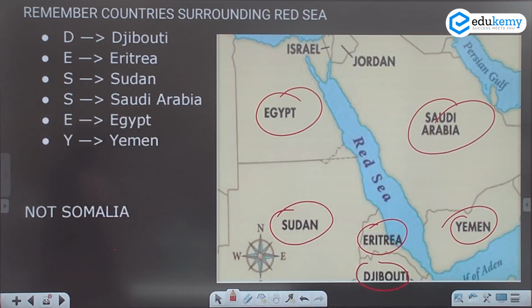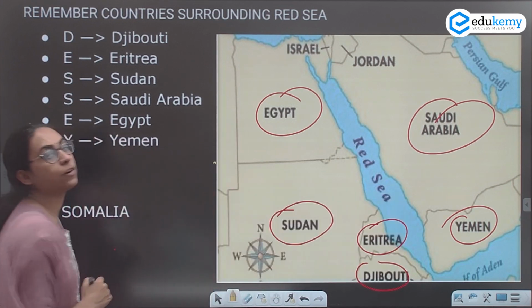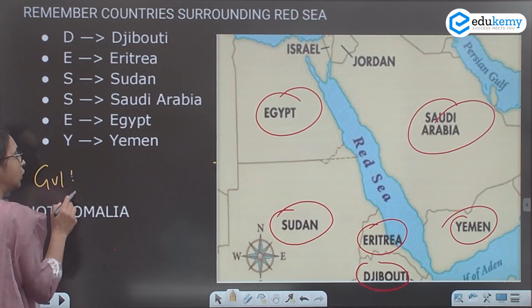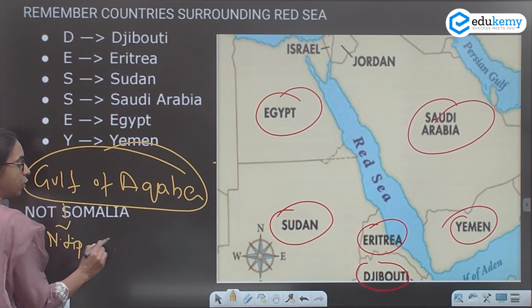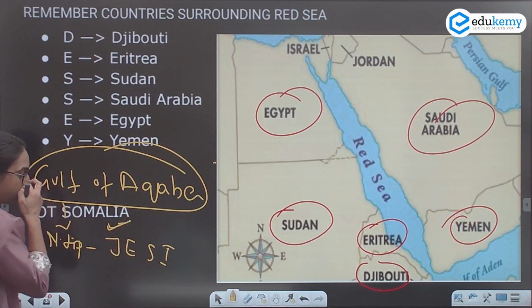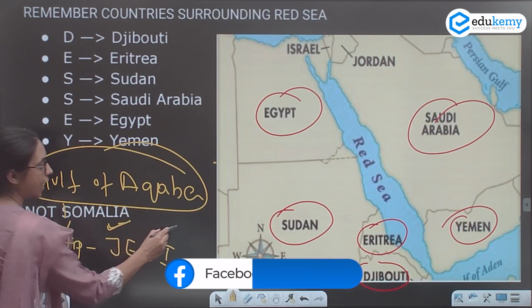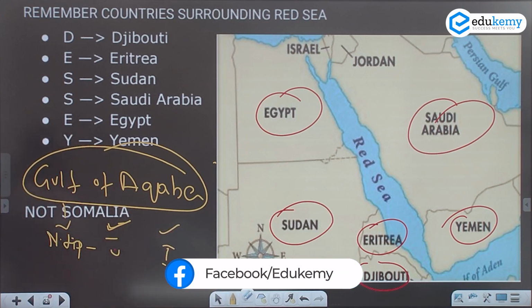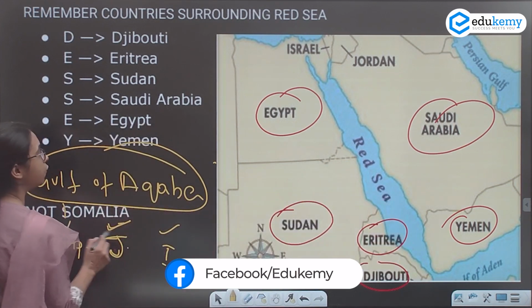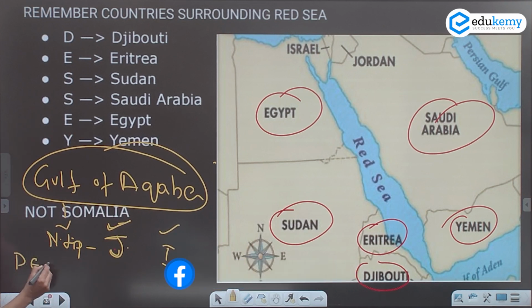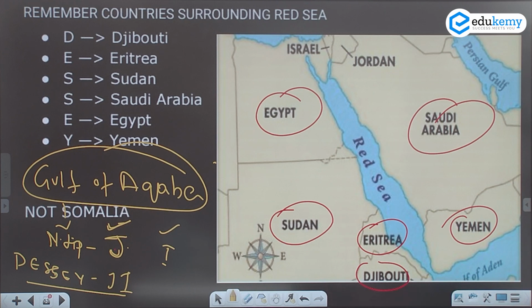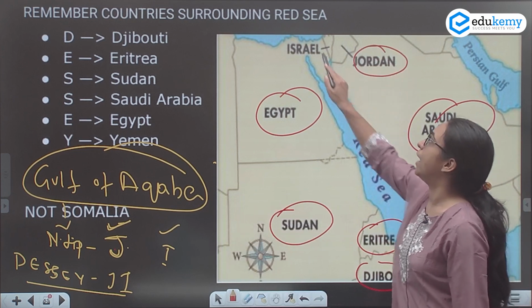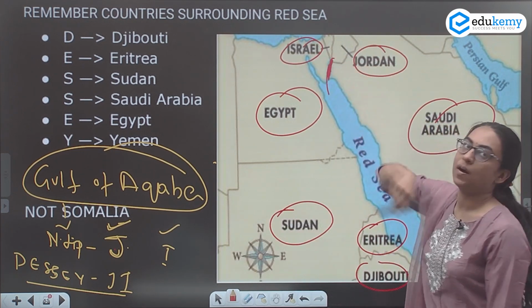And if we include the Gulf of Aqaba, why? Because the Gulf of Aqaba is the northern tip of the Red Sea. If you include it, you will also get JI: Jordan is new, Egypt was there, Saudi Arabia is already there, and Israel. So you can include Israel and Jordan, that is JI. You can make a new mnemonic, DESSEY and JI: Djibouti, Eritrea, Sudan, Saudi Arabia, Egypt, Yemen, Jordan and Israel also.